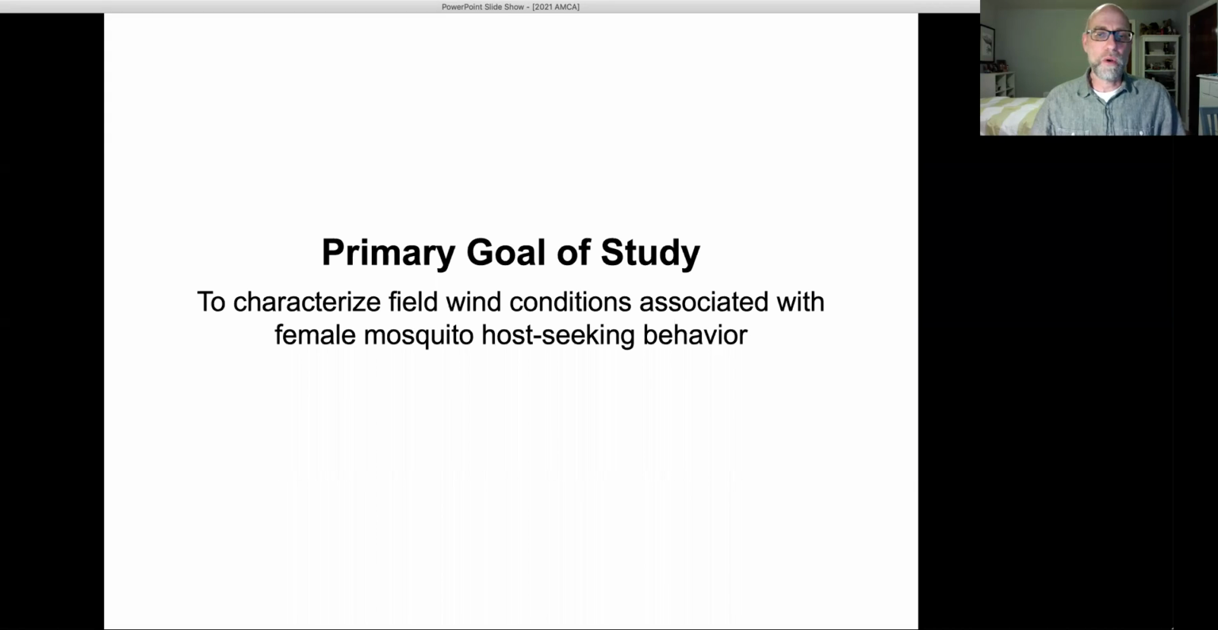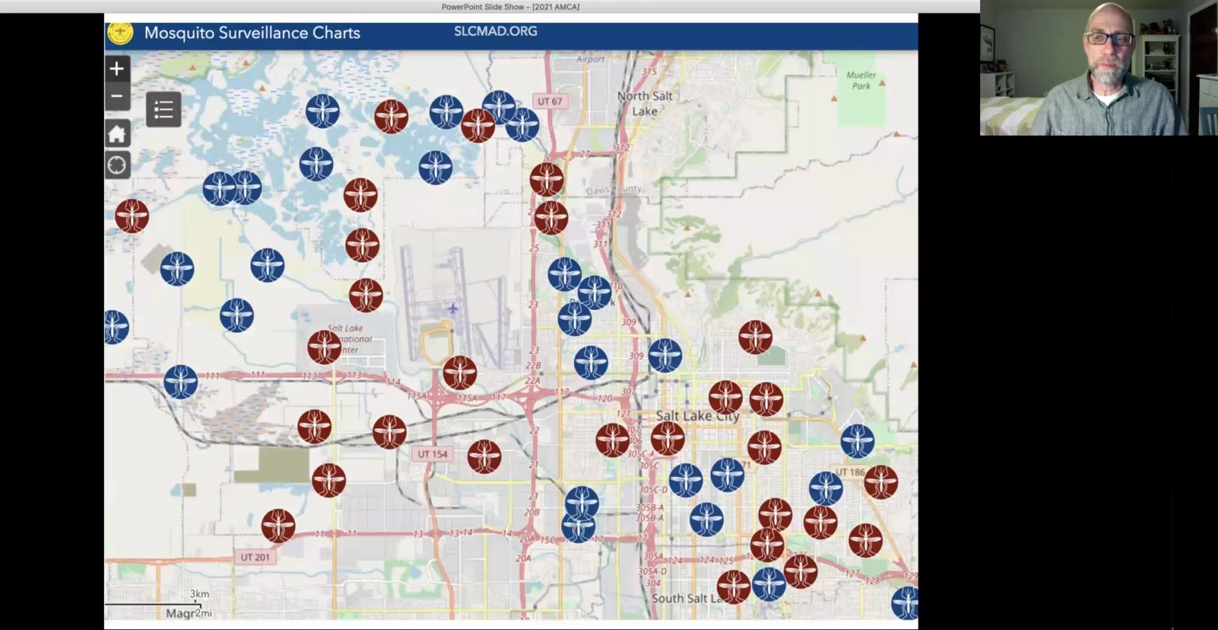So the primary goal of the study was, given that we know very little about the wind conditions in natural habitats that transport and shape the distribution of scalar host cues and the limits that these conditions might impose upon female mosquito behavioral responses, to characterize field wind conditions associated with female mosquito host-seeking behavior. In order to do this, we partnered with the Salt Lake Mosquito Abatement District to measure wind conditions in areas where traps are typically placed to monitor mosquito populations.